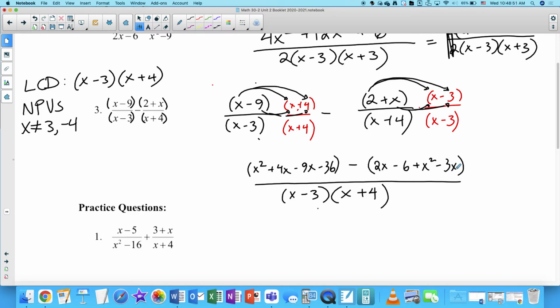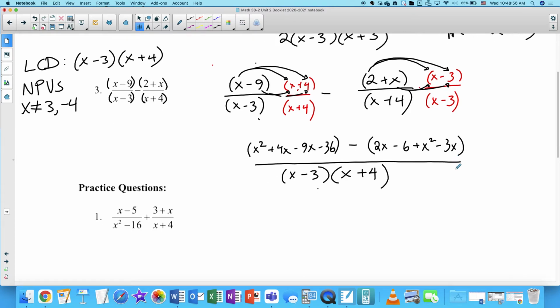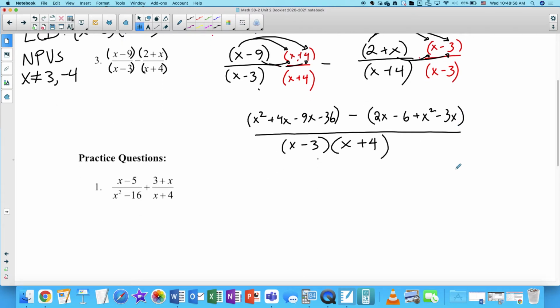Okay? Now, just because I don't feel like writing this like 500 times, what I'm going to do is just above, I'm going to simplify each of these individual things. So this becomes x squared minus 5x minus 36. And this guy will be x squared, and then 2x minus 3x is negative 1x, minus x minus 6. Okay, so that in my next line, I can kind of do two things at once.